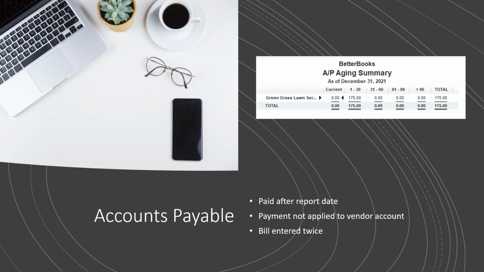It's going to be because maybe that bill was paid after your report date. So it may show on the report that you're pulling that it's still due, where in fact you've already paid it. The second reason would be that the payment was not applied to the vendor account. And the third reason would be that the bill was entered twice. And we're going to discuss each one of these.